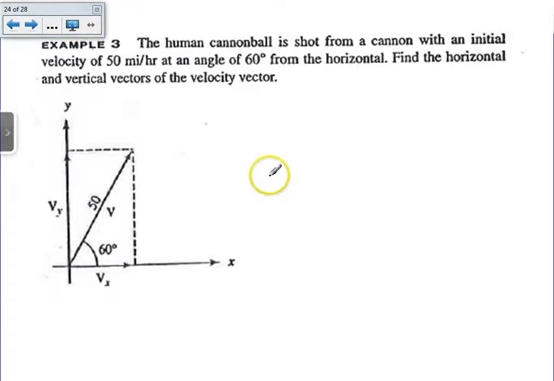So they want us to find the horizontal and vertical vectors of this human cannonball. So the horizontal vector is, remember, it's the magnitude, which in our case is 50.